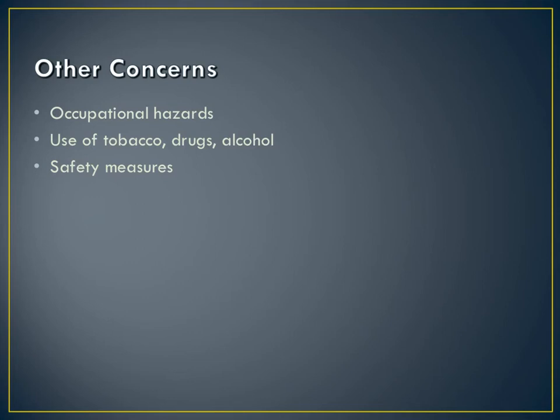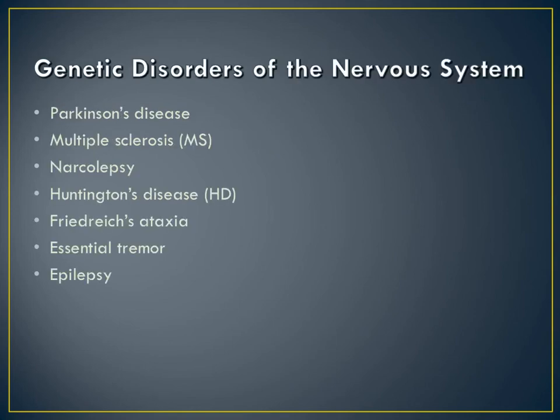Also, you want to ask them about their use of alcohol and tobacco, but certainly any type of recreational drugs that might be altering their mental status. And then safety measures or safety practices. Do they wear their seatbelt? Do they wear a helmet when they're riding their motorcycle or their bicycle? And then you guys can read through the rest of the health history on page 1345.